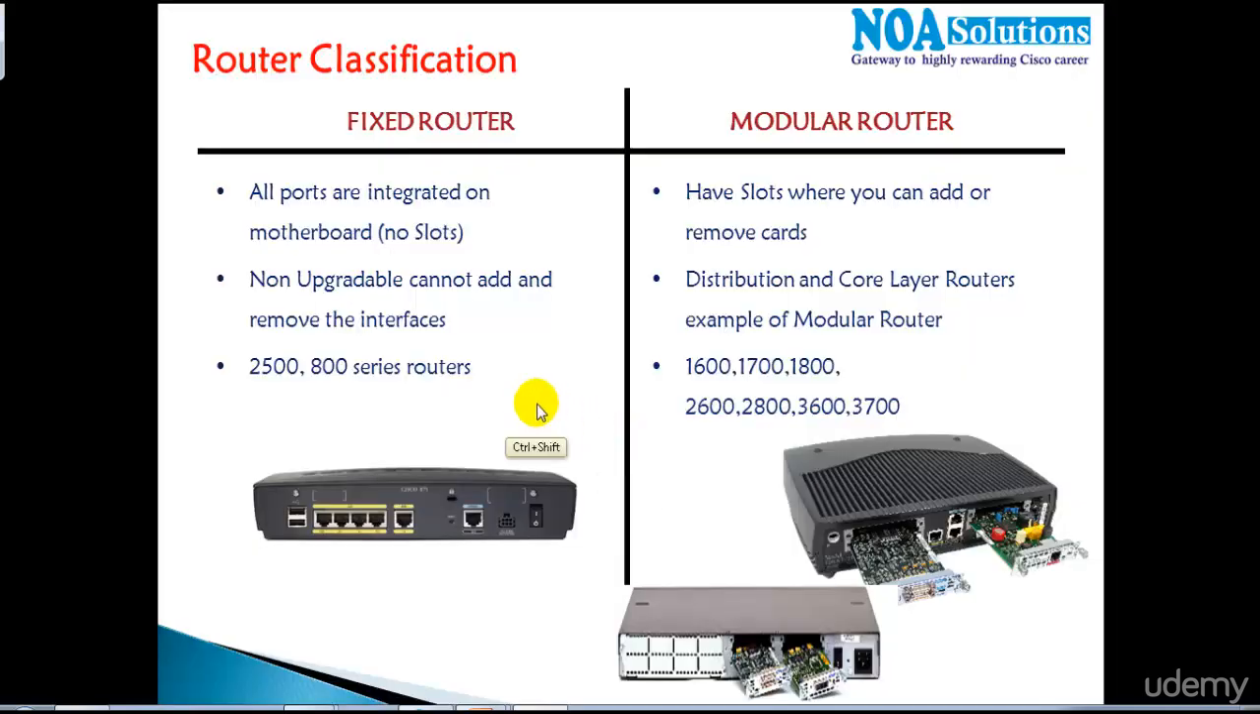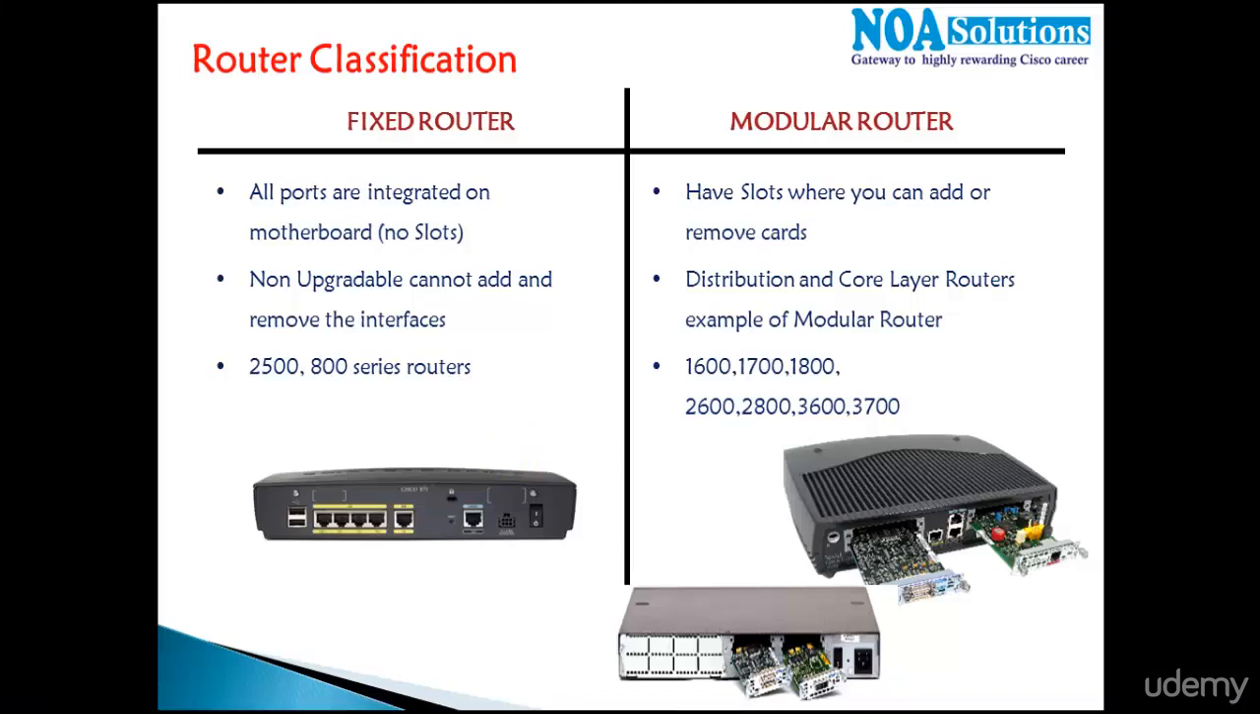And the difference in the case of a fixed router is that you have all the ports fixed on the motherboard. So all the ports are integrated on the motherboard and they are non-upgradable. You cannot remove these ports, you cannot add these ports. Typically your 2500 series routers and some 800 series routers come under the fixed router category. So there's only one major difference between these two classifications. And most of the time in today's networks you will find mostly modular routers, where you will definitely have some slots, and the number of slots depends upon the different models of the router.